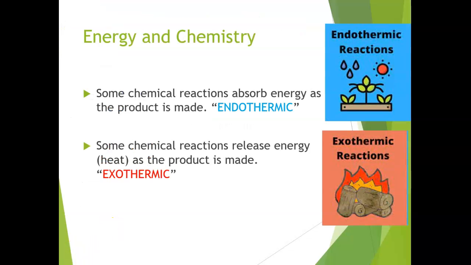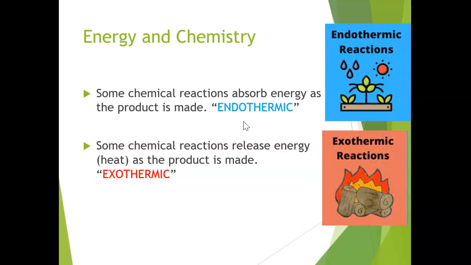So how is energy specifically related to chemistry? Well, in order for chemical reactions to take place, we have to have, first of all, a certain amount of starting energy, and then we also have reactions that are going to absorb energy or release energy depending on what's happening. So we put chemical energy into basically two categories, endothermic and exothermic.